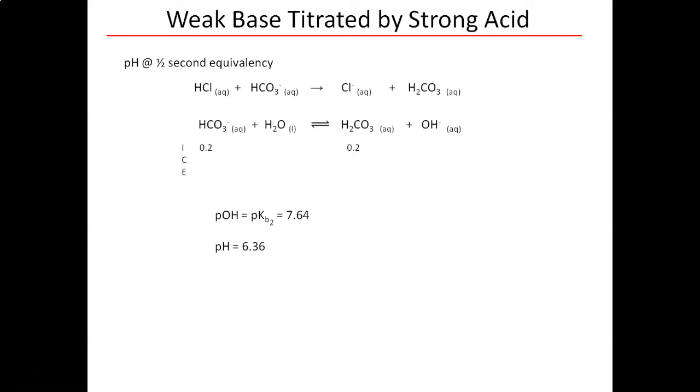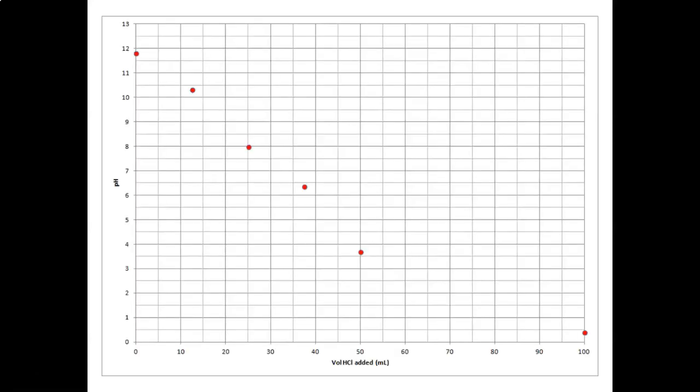Well, this makes sense because when we look at it, right, this was my initial pH. My pH at my first equivalency is just above 7. My pH at my second equivalency is below 7. My pH at my second half equivalency should be around 7. In this case, it's just below. Okay, so now we have our values.